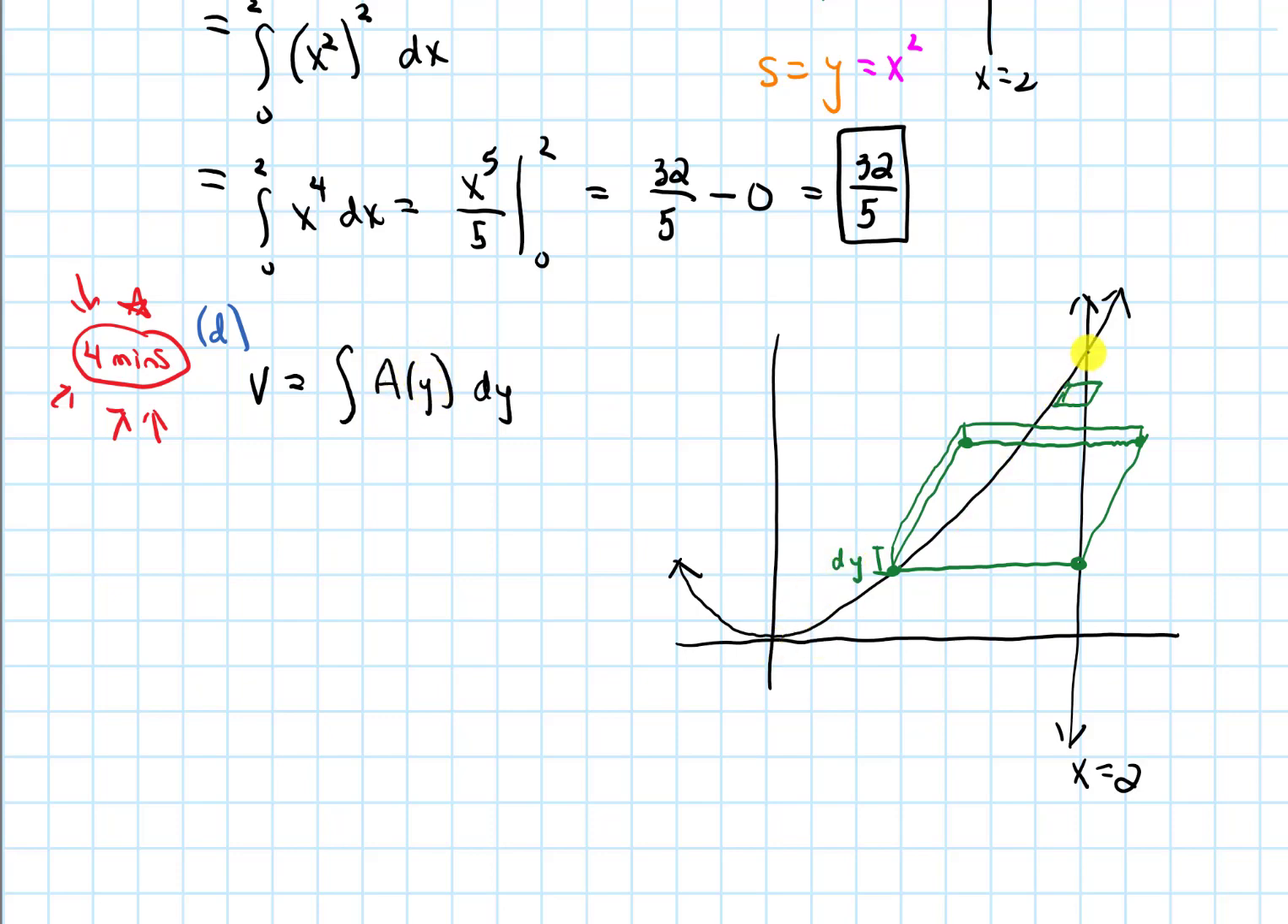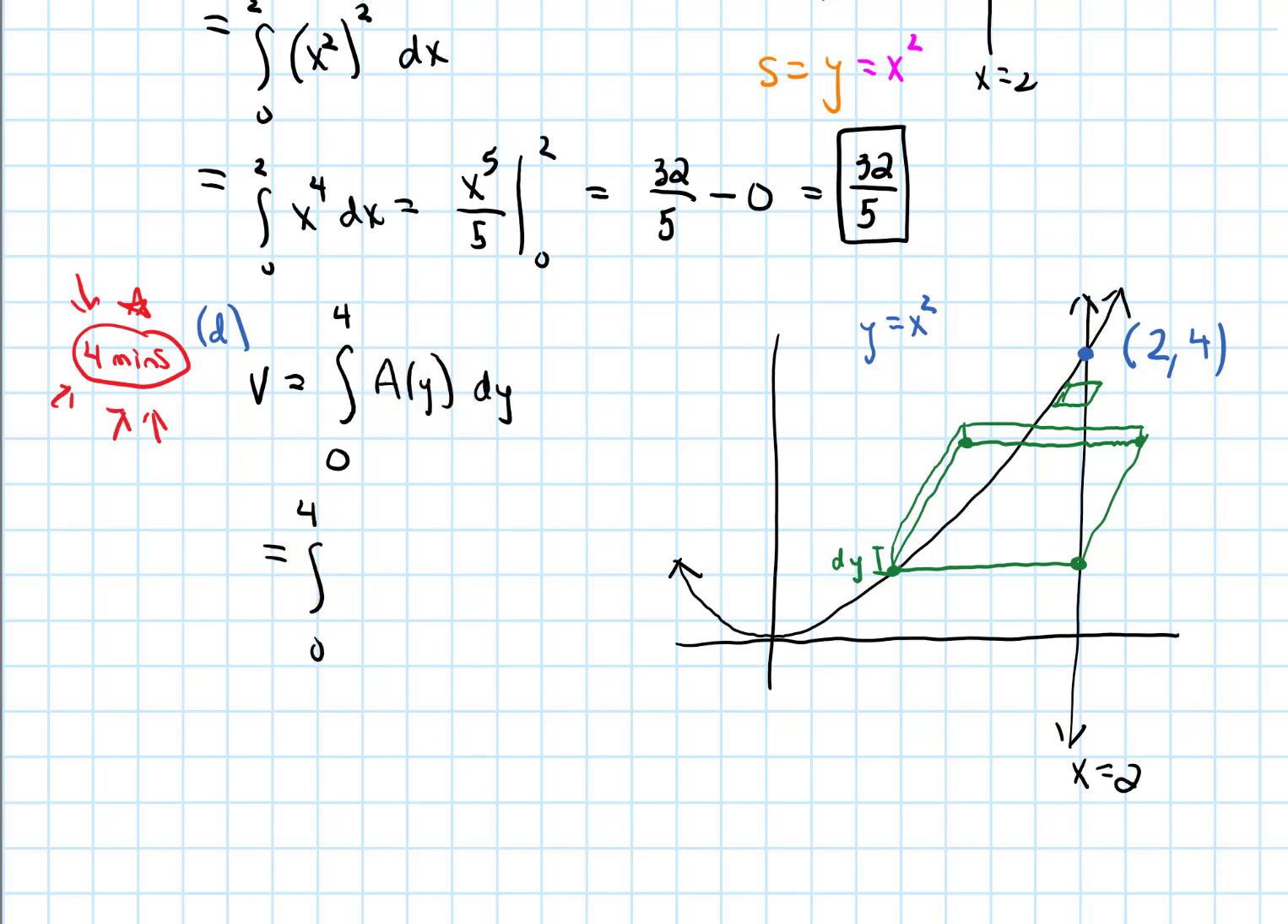And my y values for this base region start at 0, and they go until the coordinates at this point. I know the x coordinate's 2, and if I plug that into y equals x squared, my parabola equation, we'll get the y value 4. Okay, so the upper limit is 4. That's what the y values go up until. All right, so I get the integral from 0 to 4.